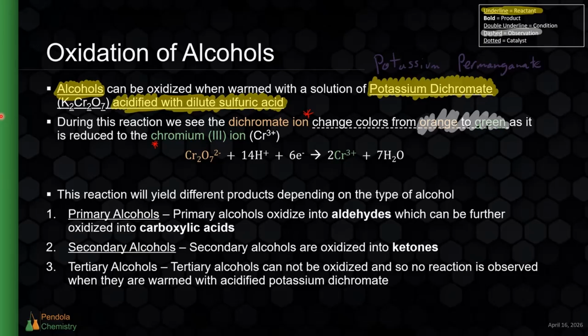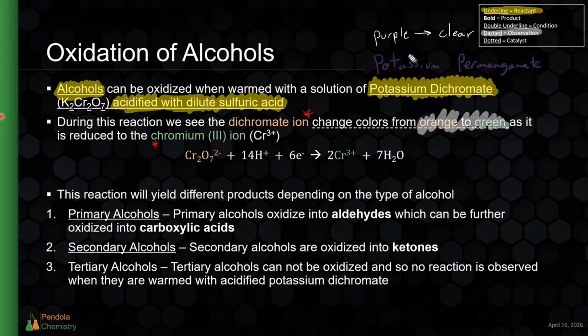That's our observation when we use dichromate. If we were to use potassium permanganate, we will still get a color change, but that color change will be purple to clear. So do keep that in mind, because these will be swapped with each other very often.